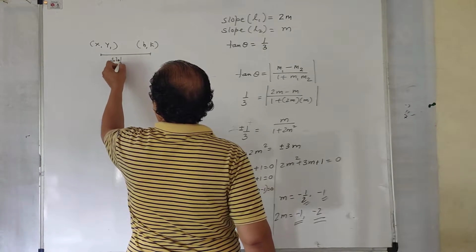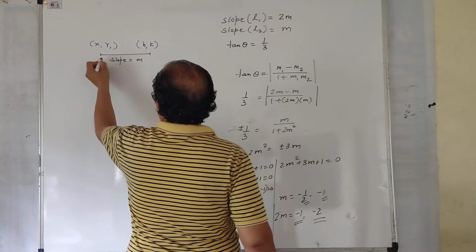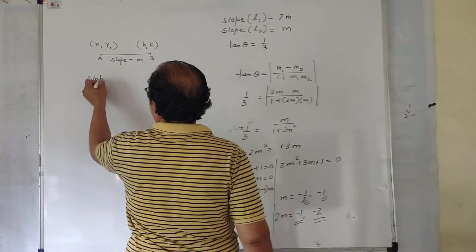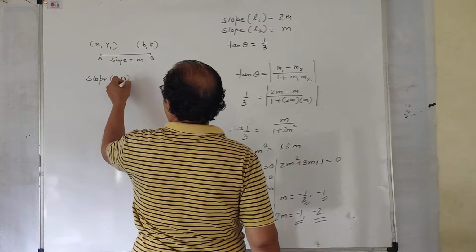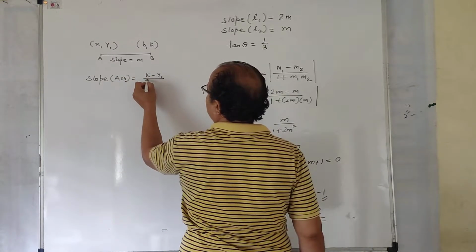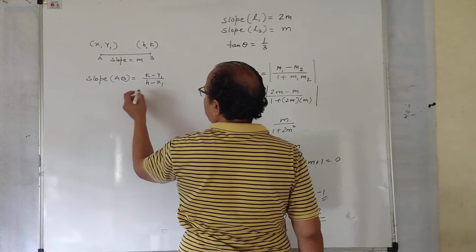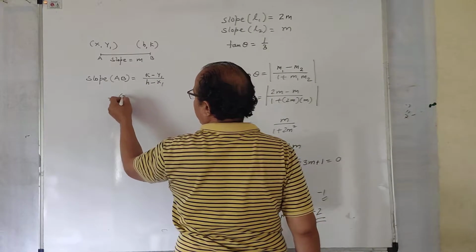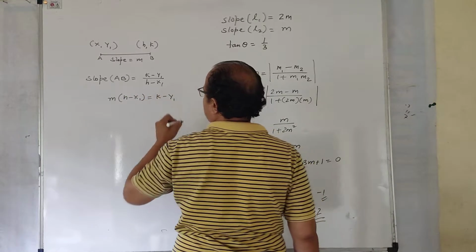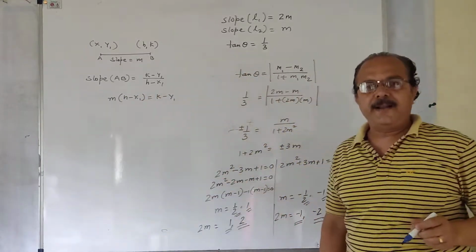And the slope of this line is given as m. We know that the slope of the line is y2 minus y1 upon x2 minus x1. It is given equal to m. So we will shift the denominator to that side.